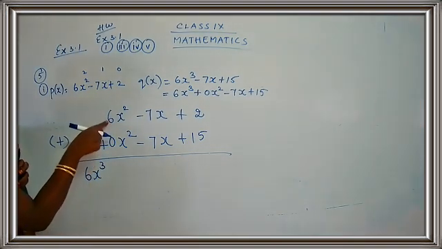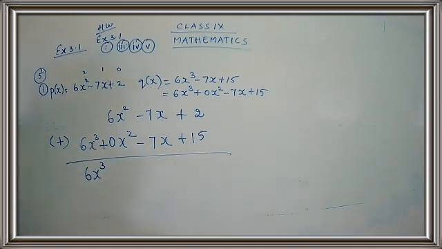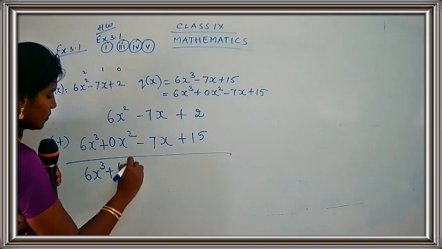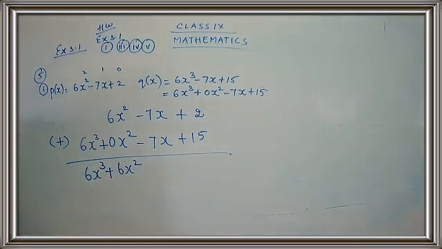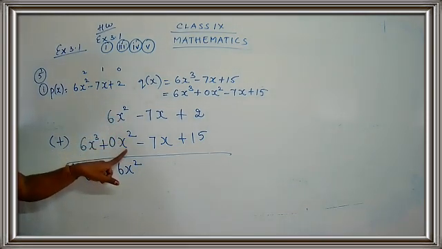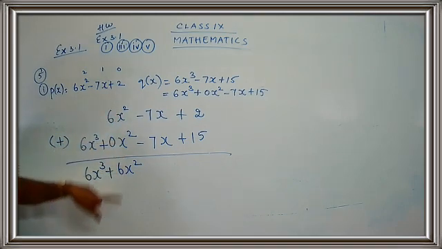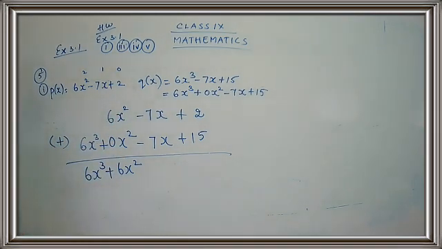Just see the sign. Okay. 6 plus 0. So what is 6 plus 0? It is 6. So I get the answer plus 6x square. What is 6 plus 0? 6x square. You know what? When you add a 0 to any number, you get the same answer. Be careful to write the variables also. So 6x cube plus 6x square.